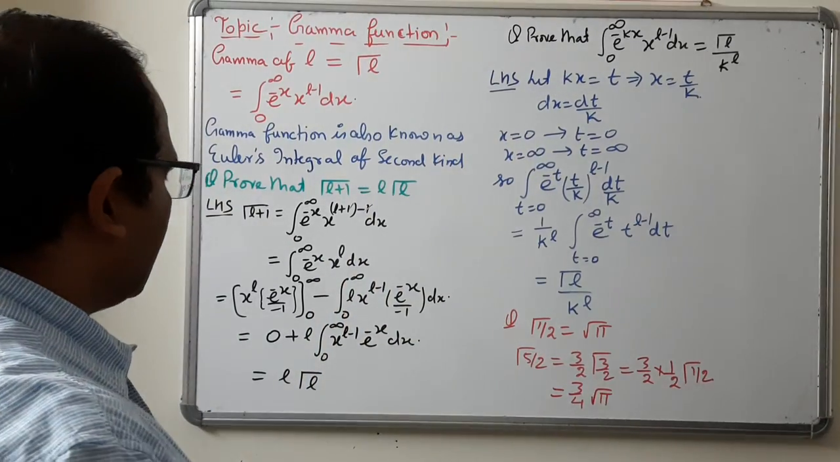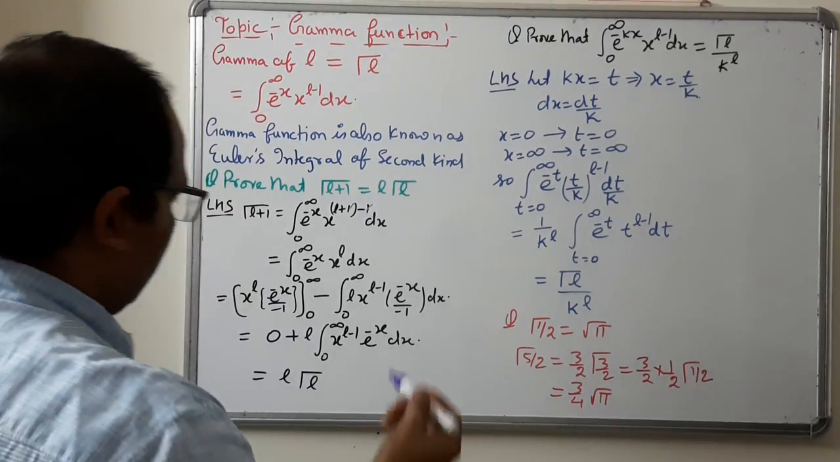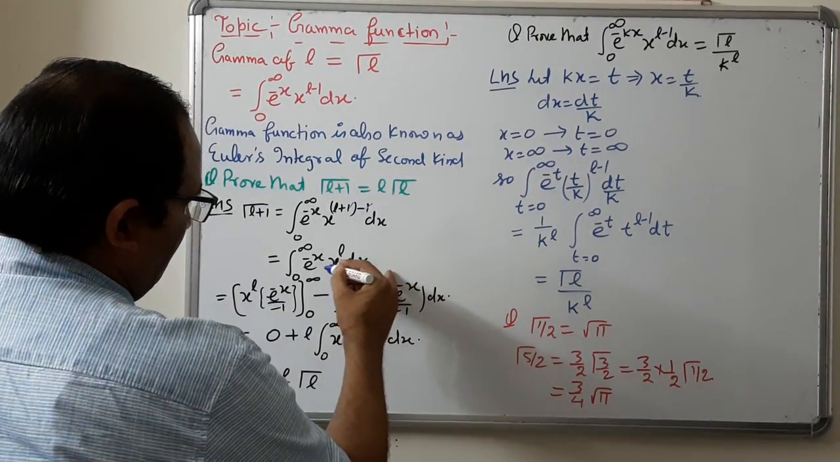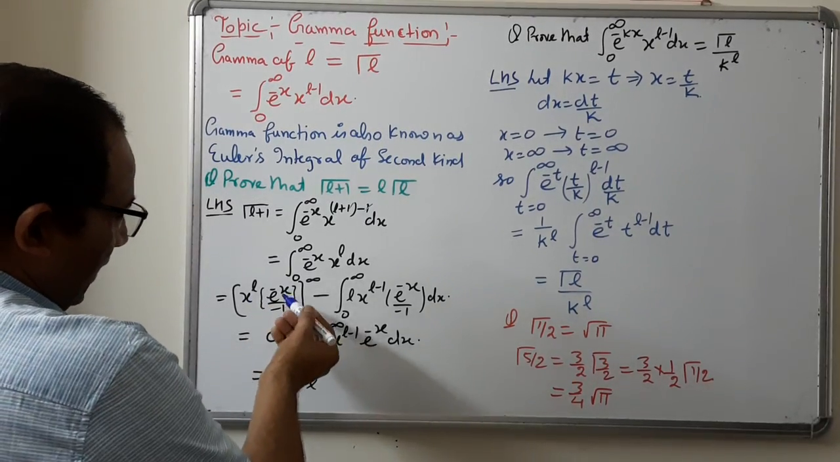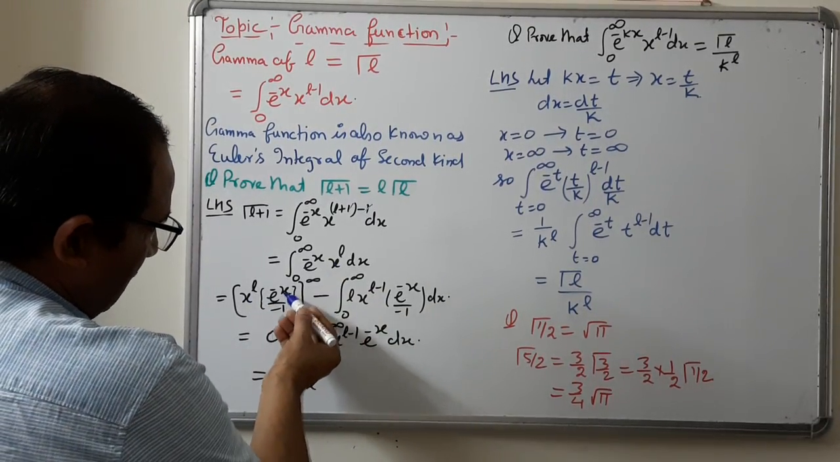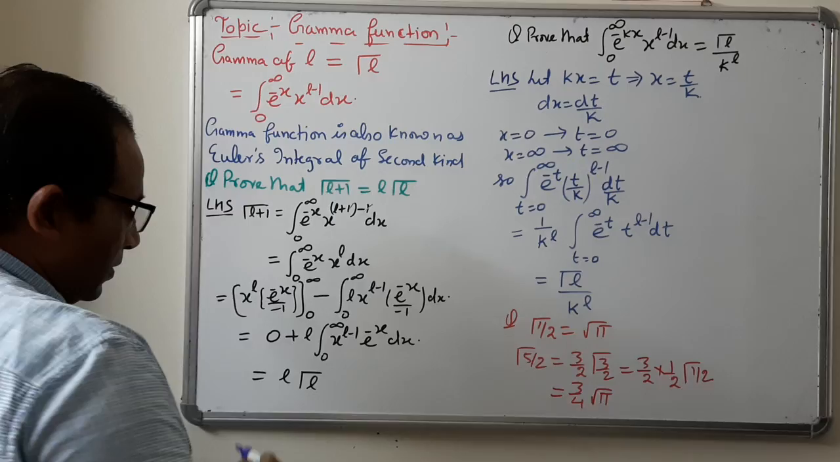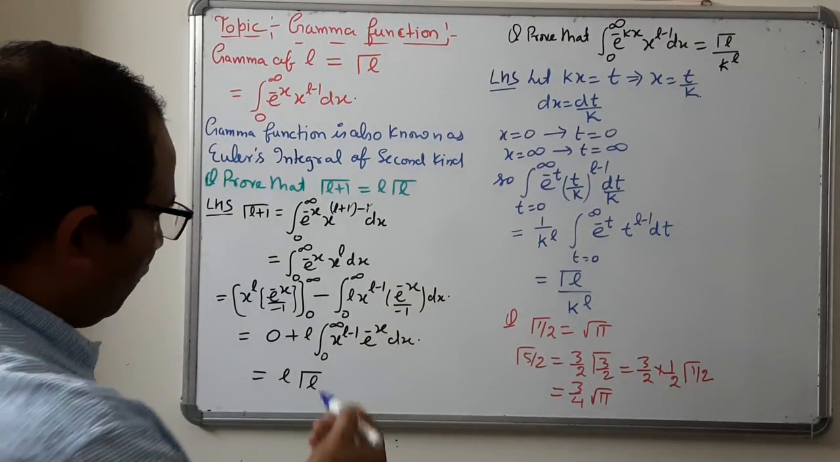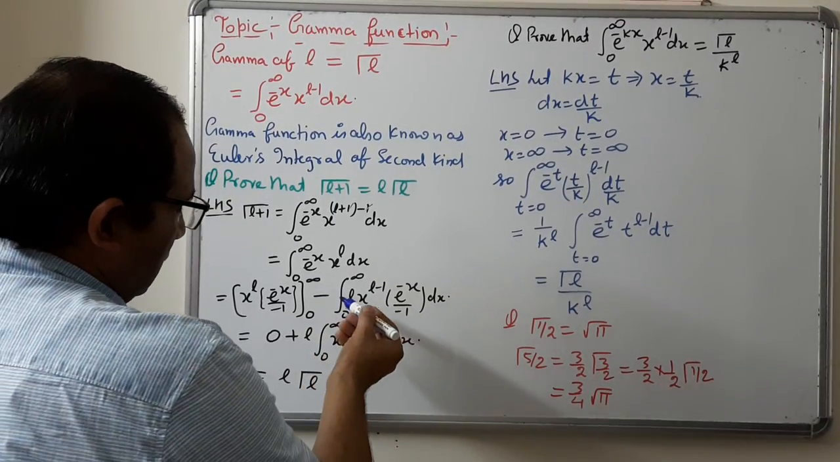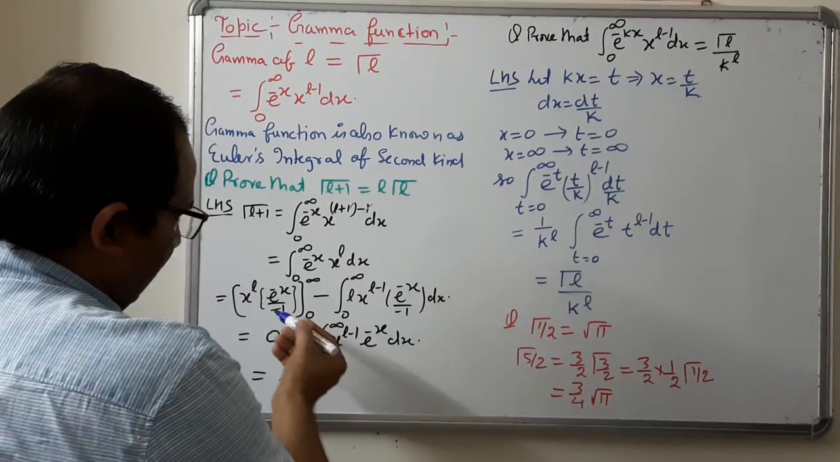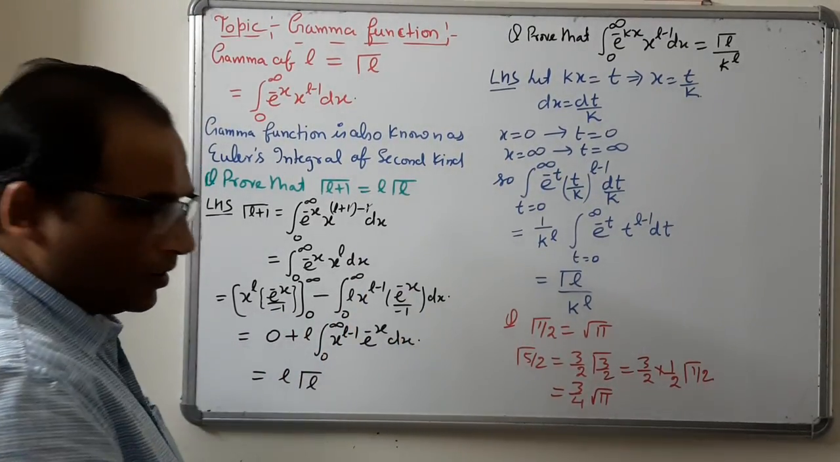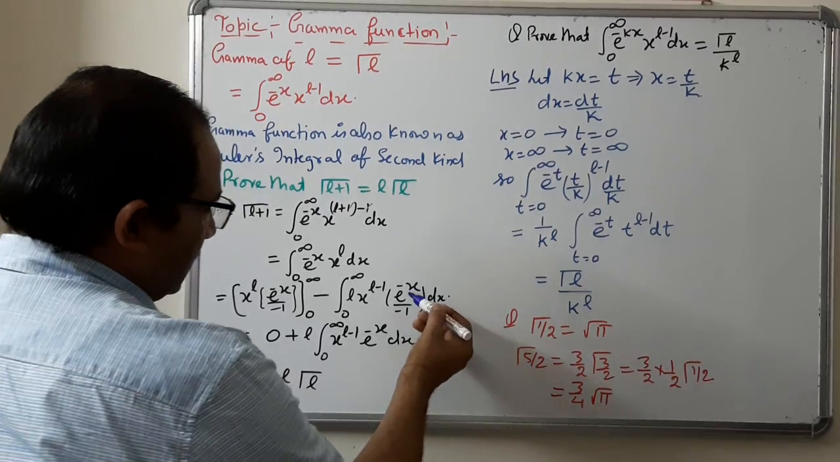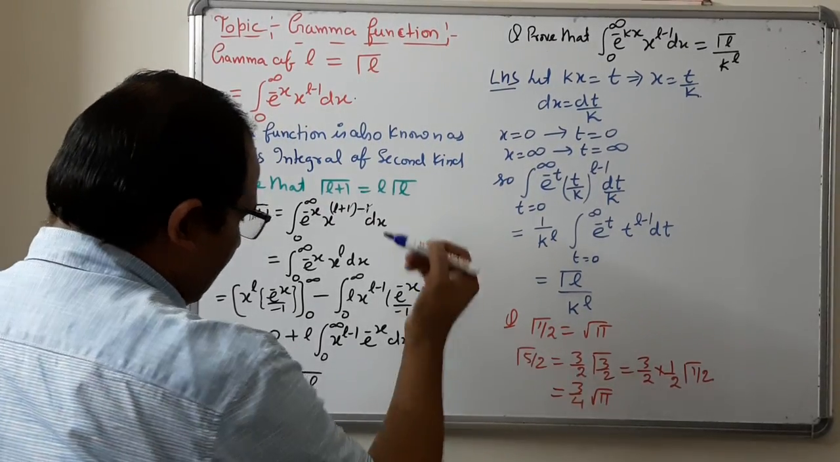Now we apply the integration of two functions. So we take the first function as x to the power L and second function as e to the power of minus x. So x to the power L, integration of e to the power minus x, that is e to the power minus x upon minus 1, and put the limit from 0 to infinity, minus integration 0 to infinity, differentiation of first function, that is L x to the power L minus 1, and integration of e to the power minus x, that is e to the power minus x upon minus 1 dx.